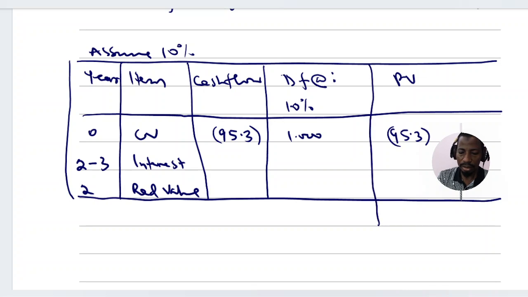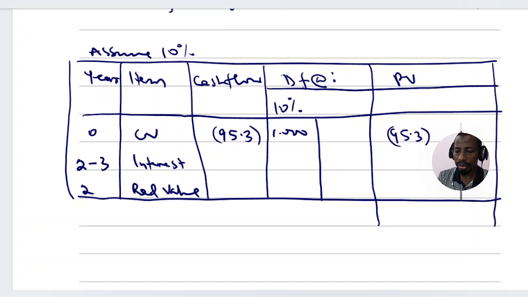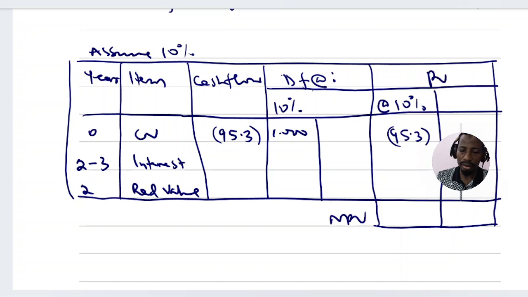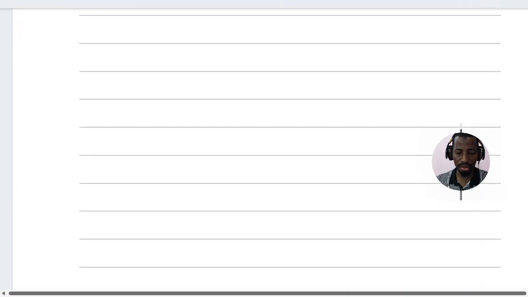Let me adjust this one a little bit. Push this one to the left also, 10%. So this one too. So this will be for the NPV. This one at 10%, present value at 10%. Then the interest, we have calculated post-tax interest to be 6 naira. So I need to calculate the annuity factor of year 2 to 3. So let's go and do the working for the annuity factor of year 2 to 3.